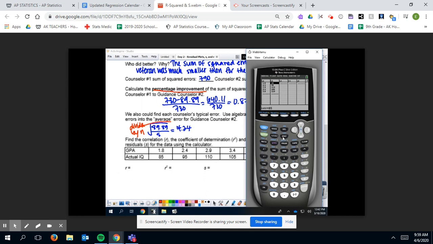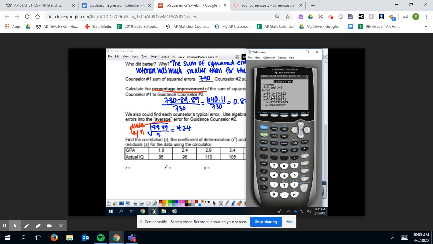We put all the GPAs in our L1, all the actuals in our L2, and we're gonna actually find these three values by going to Stat Tests, LinRegTTest, and then just leave everything in there just how it is. Click calculate. And then that gets us a bunch of things that might be familiar to you, like a test statistic and a p-value. The DF is n-2 actually. So 5 minus 2 is 3.